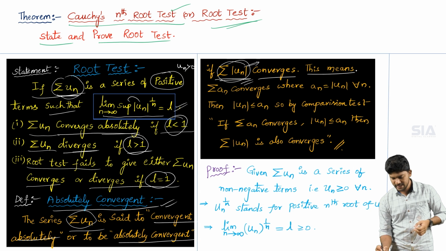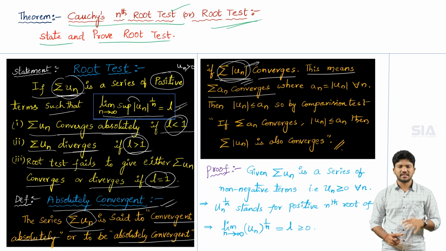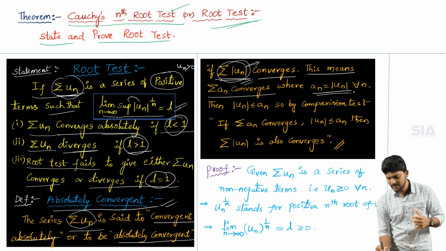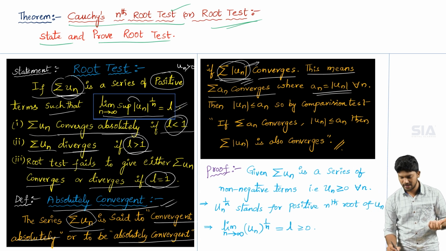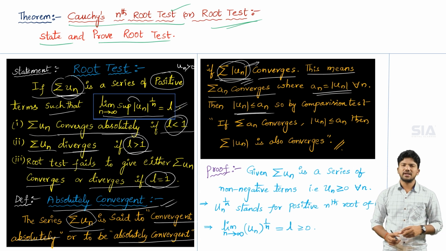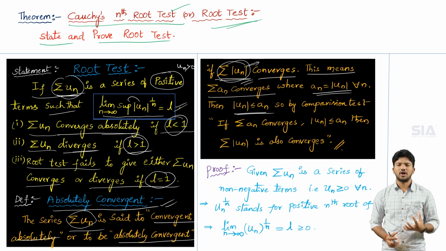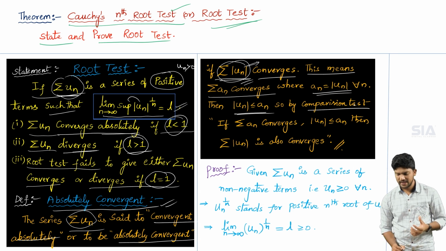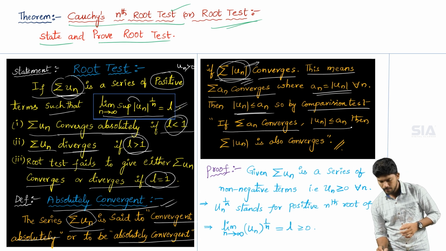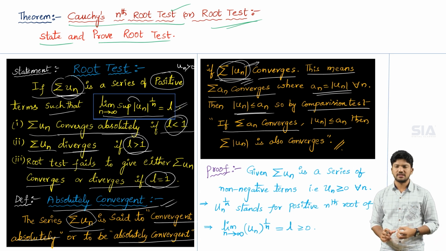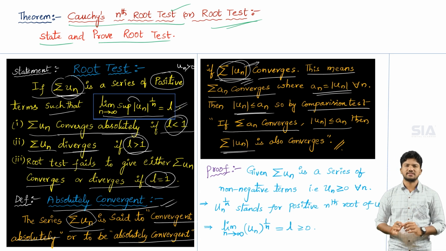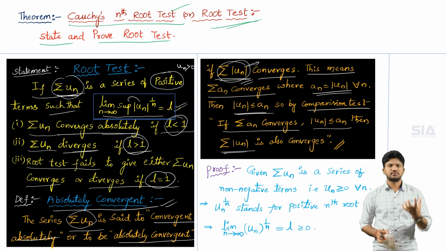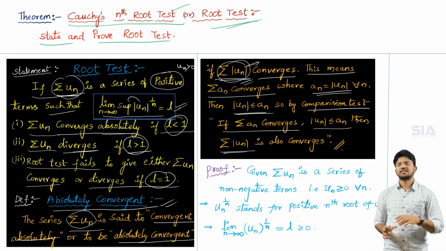This means summation a suffix n converges where a suffix n is equal to mod u_n for all small n, where small n belongs to natural numbers. Then mod u_n is less than or equal to a_n. So by the comparison test, if summation a_n converges and mod u_n is less than or equal to a_n, then summation mod u_n is also convergent. That is the definition for absolutely convergent or convergent absolutely.